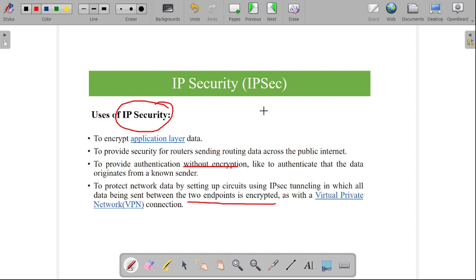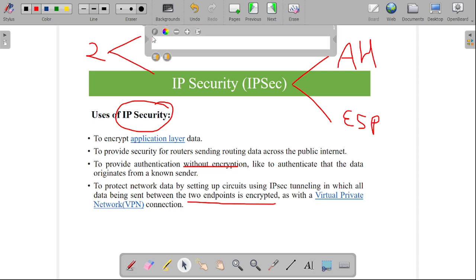There are two types of protocols in IP security. The first is Authentication Header, and the second is Encapsulating Security Payload. And there are two modes of IP security. The first is transport mode and the second is tunnel mode.